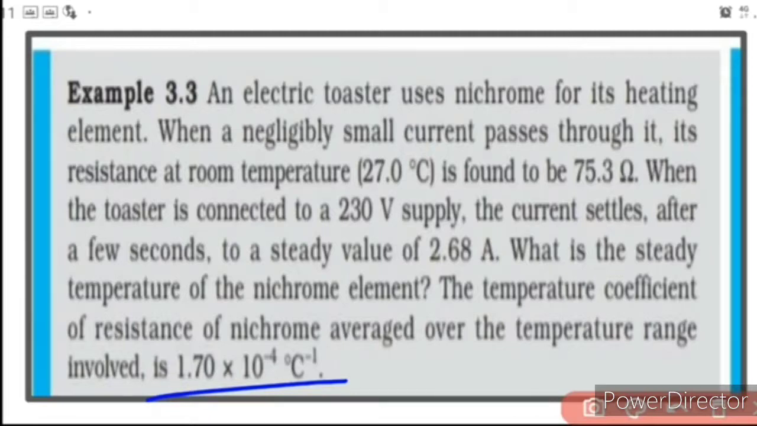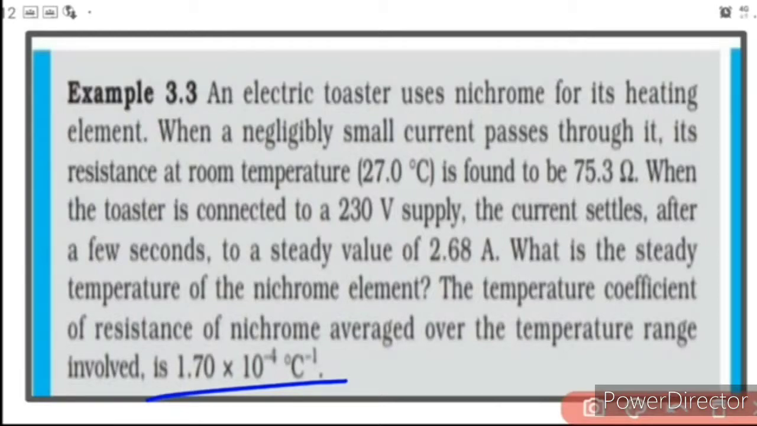That means when a negligibly small current passes through nichrome, its resistance at room temperature, that is 27 degrees Celsius, is found to be 75.3 ohm. So that we take as the reference temperature T0. So here T0 is 27 degrees Celsius and R0 is 75.3. Okay, next, RT is not given directly.